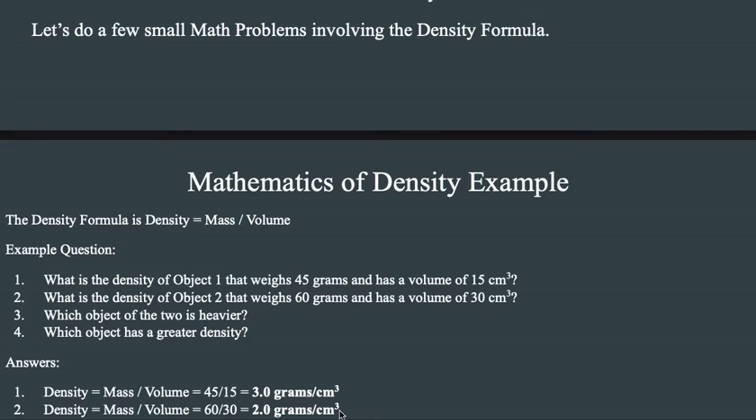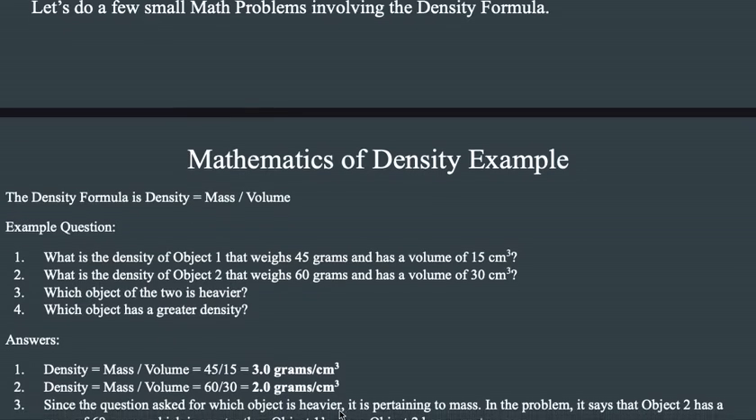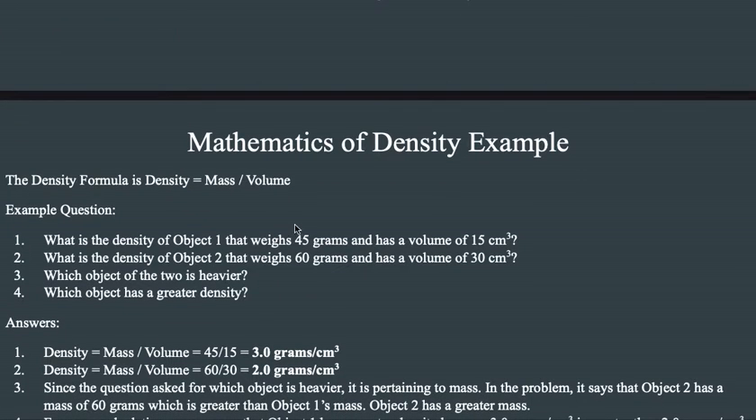So for number 3, we're going to ask which of the two objects was heavier. Since they gave us the grams in the problem, we can tell that object 2 was heavier since 60 grams is greater than 45 grams. Make sure that you realize the difference between heavier and density. Heaviness is measured in mass in grams, while density is measured by grams per cm^3 in this equation.